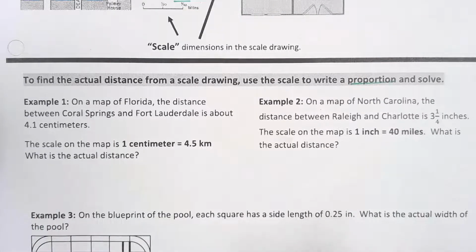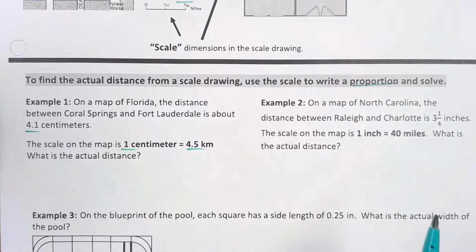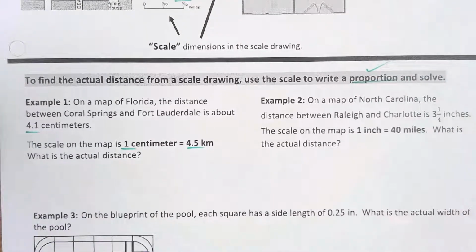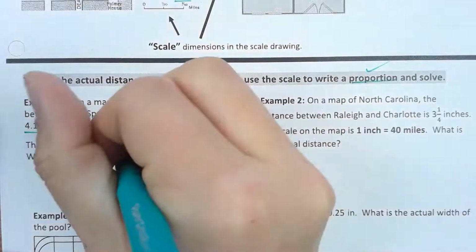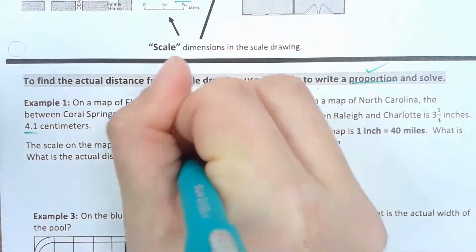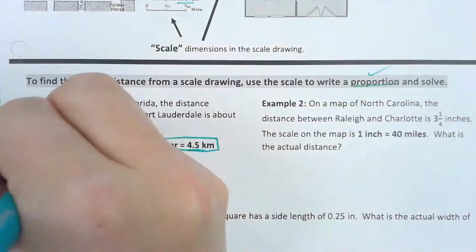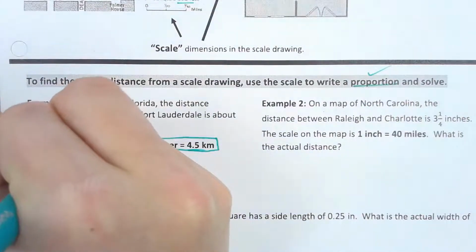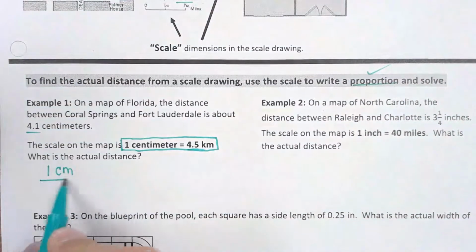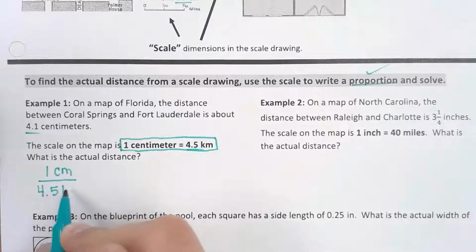So whenever, once again, you see 3 numbers in a problem, you guys should know right away that we are going to set up a proportion, okay? And how I teach it is your first proportion is always going to be the scale. So whatever scale that they give you, write it as a fraction. And it's easy if you guys go ahead and label them as well. So we have 1 centimeter over 4.5 kilometers.